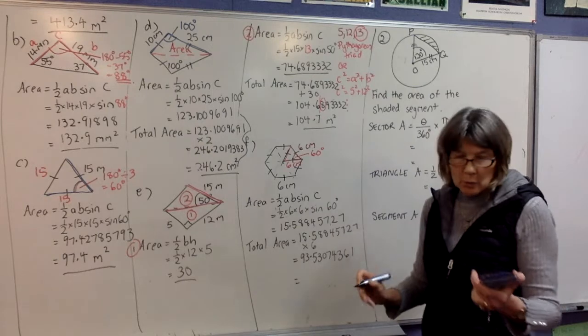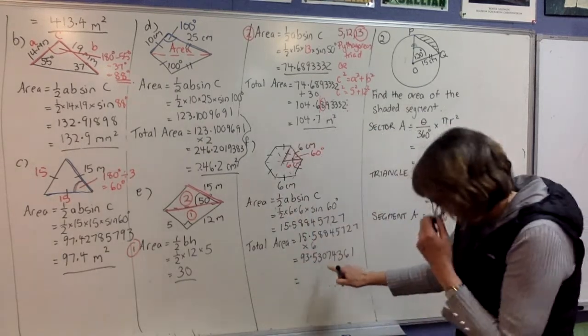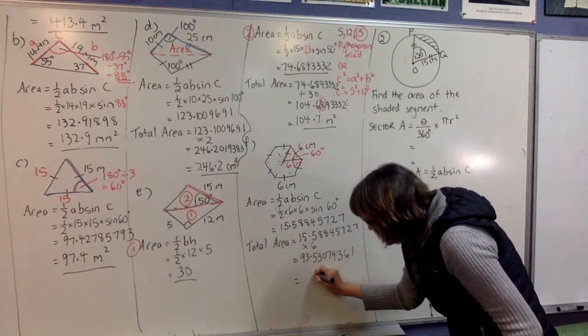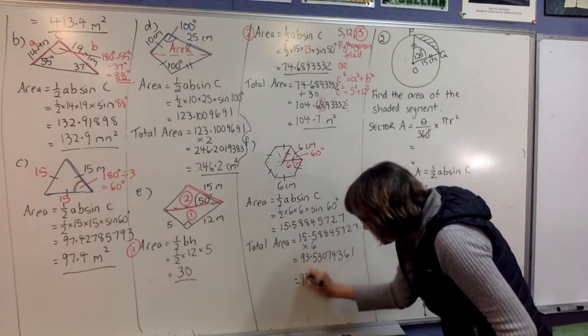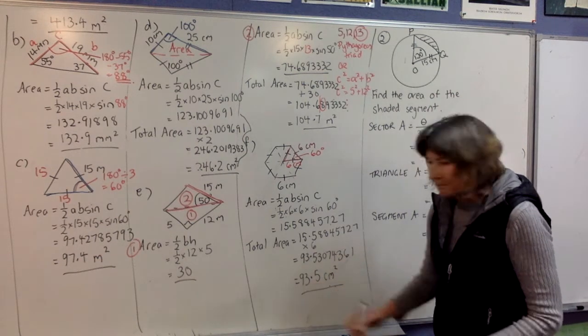And now we're rounding off to 1 decimal place at the end here. So that's a 3, so this will stay as a 5. So our answer is 93.5 centimetres squared.